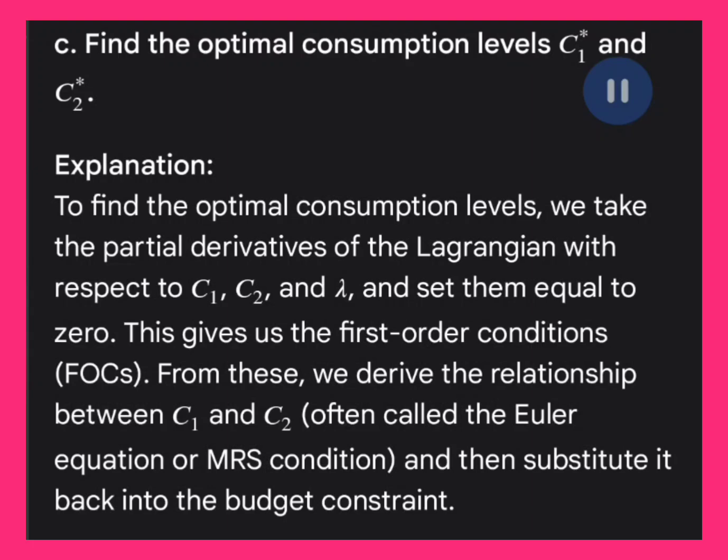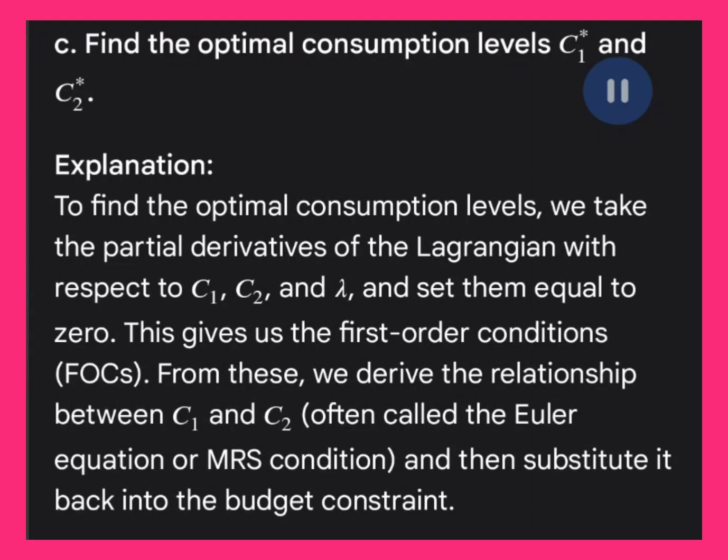This gives us the first order conditions, FOCs. From these, we derive the relationship between C_1 and C_2, often called the Euler equation or MRS condition, and then substitute it back into the budget constraint. Solution. First order conditions, FOCs.